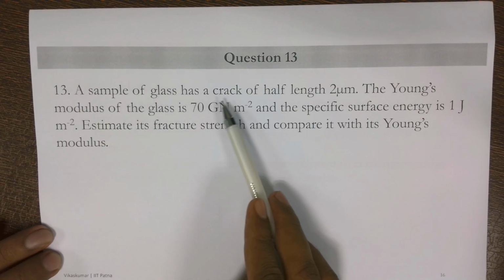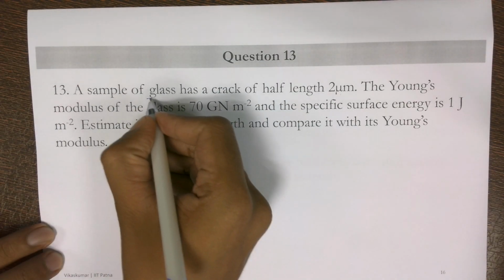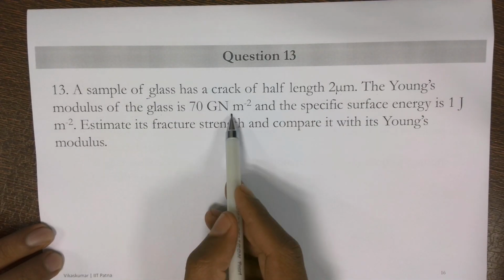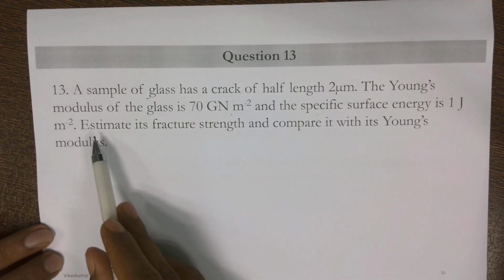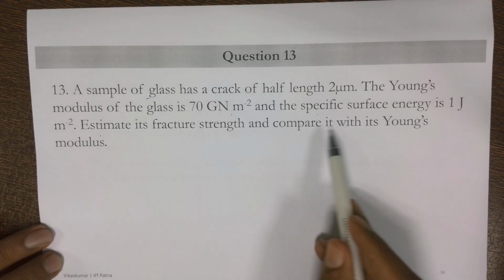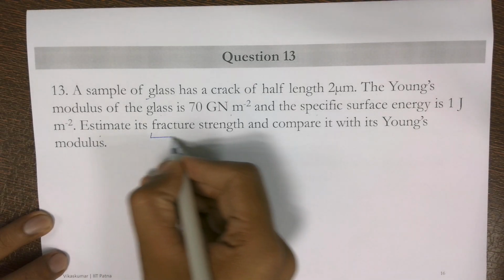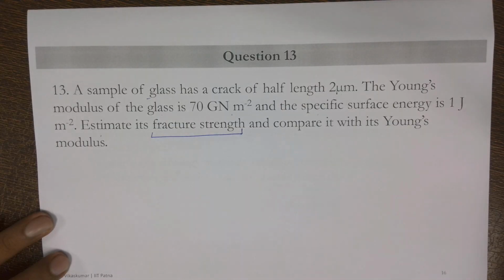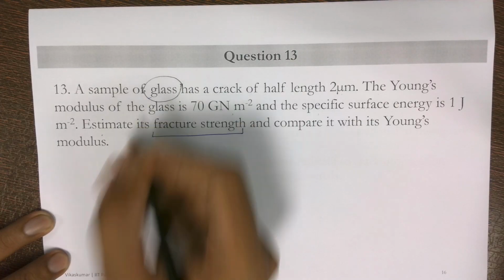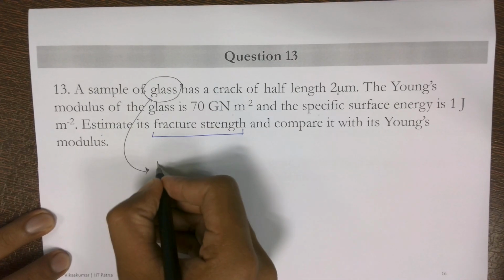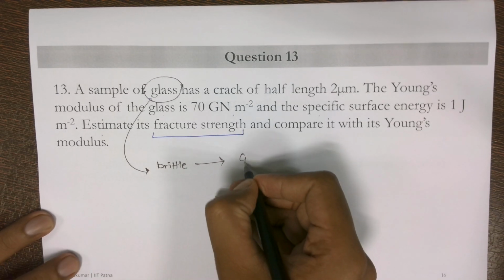A sample of glass has a crack of half length 2 micrometer. The Young modulus of the glass is given to us, and the specific surface energy is 1 joule per meter square. Calculate its fracture strength and compare it with its Young modulus. So our aim is to calculate the fracture strength. Very important thing, we are talking about glass. Glass, we know it is brittle. And when we are talking about a brittle material, the Griffith criteria comes into play.